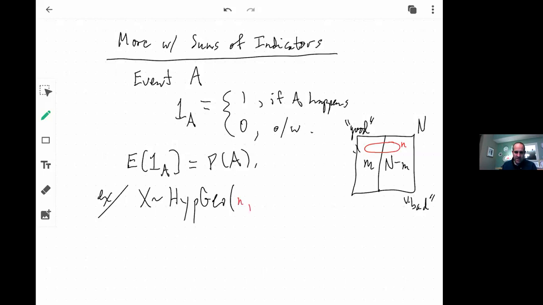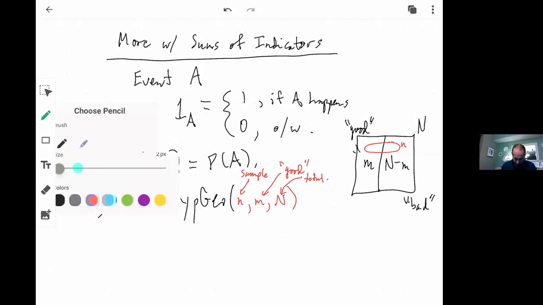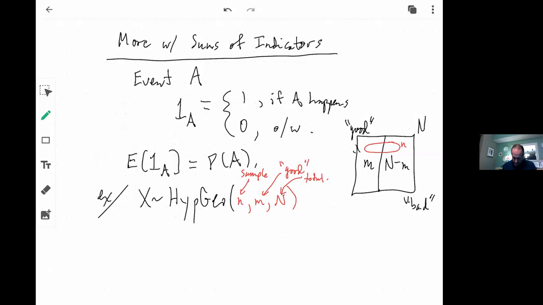Little n is the first parameter, so that's the sample size, and little m is the number of good, or successful, things, and capital N is the total. Okay, so once I have those three parameters, I know exactly what's going on. So remember, X is simply equal to the number of good or successful things in the sample.